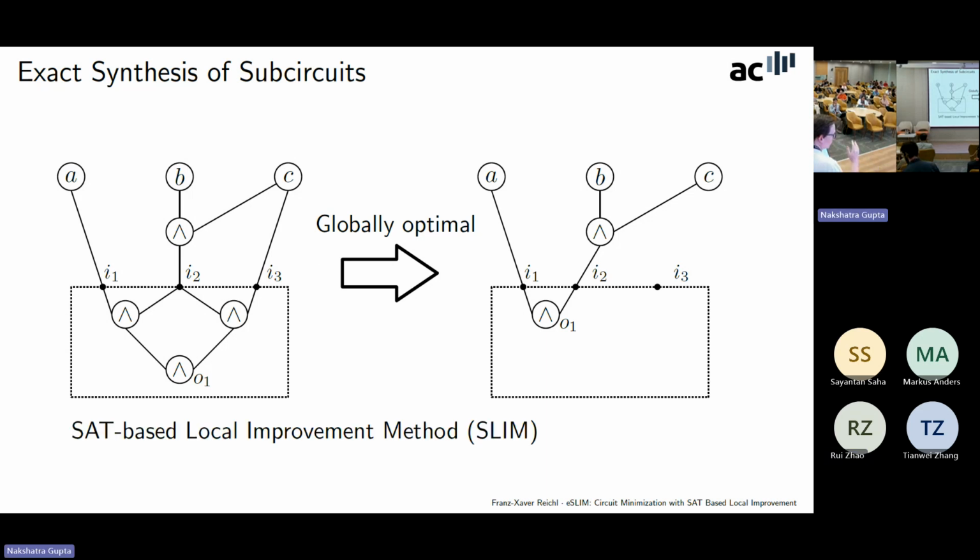Now to compute these minimum size circuits, we want to make use of SAT solvers. This means that our approach falls into the SAT-based local improvement method, or SLIM paradigm, which was used for various domains to improve results.